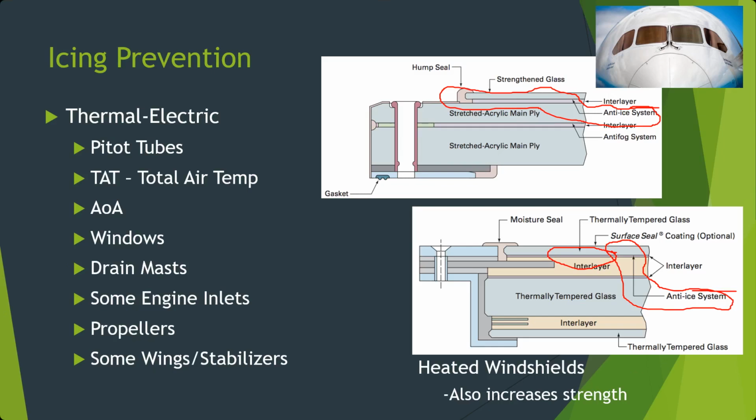If you look through these heated windows, you can often see very small wires. They even cause a little bit of, there we go, I actually have this highlighted. It can actually cause a little bit of distortion when you look through the window, where you can kind of see the anti-ice heating elements just below the surface.